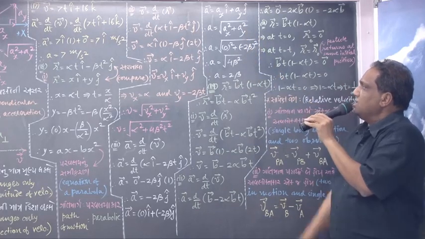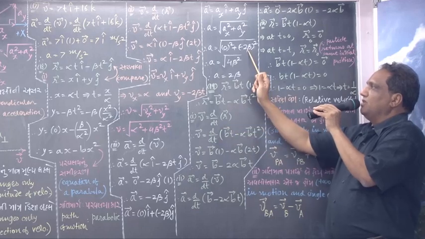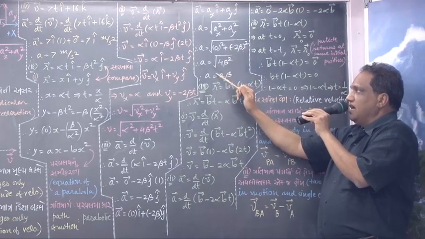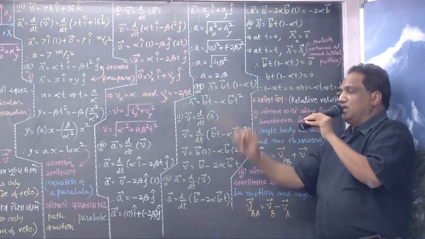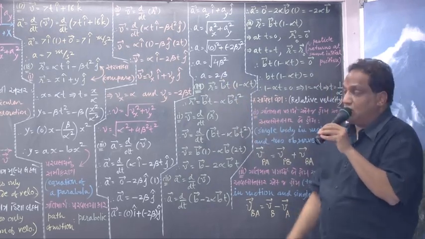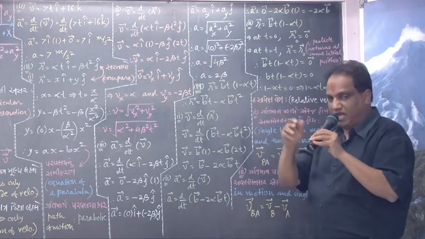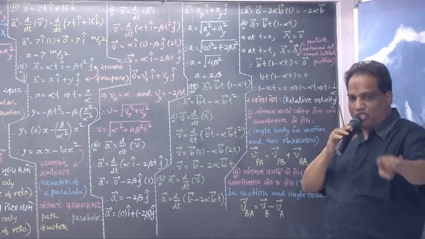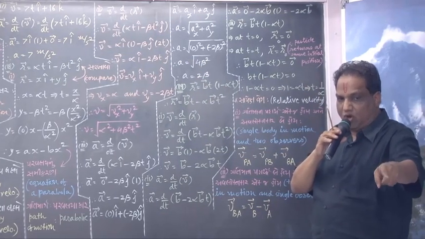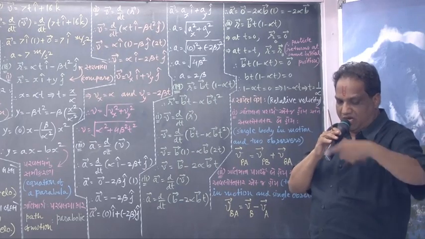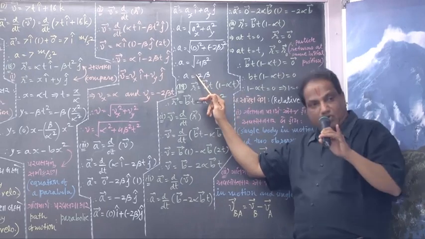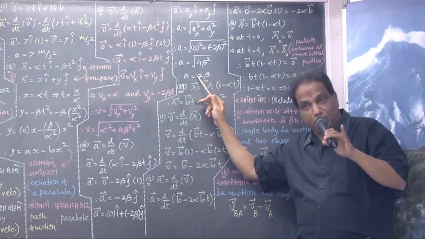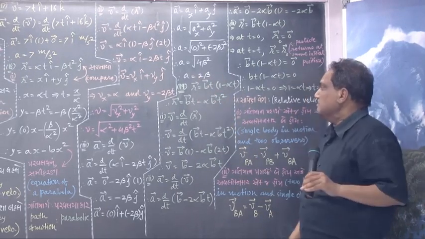Now a equals the square root of ax square plus ay square. Ax is 0, and the square of ay will be 4 beta square, so its square root will be 2 beta. Don't write plus or minus, because this is the magnitude of a vector. The modulus of any vector is either 0 or positive, never negative. So you have to take only the positive sign.